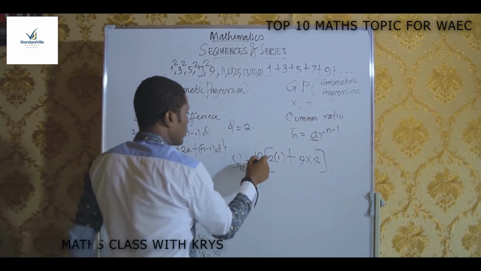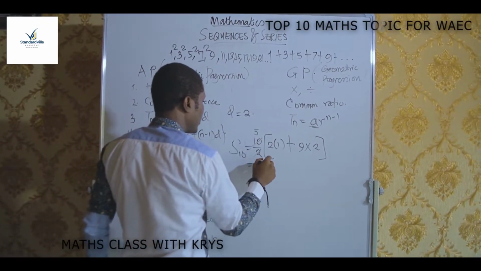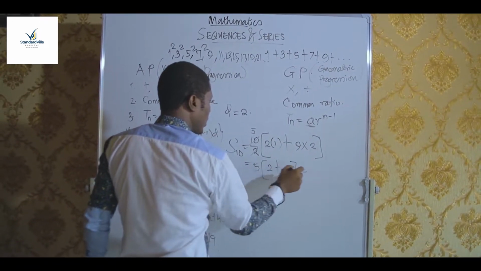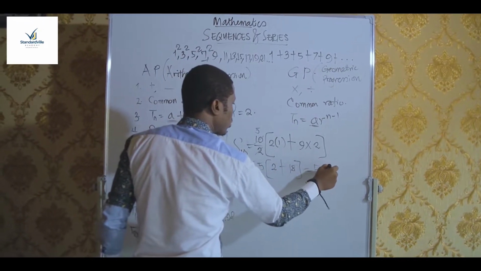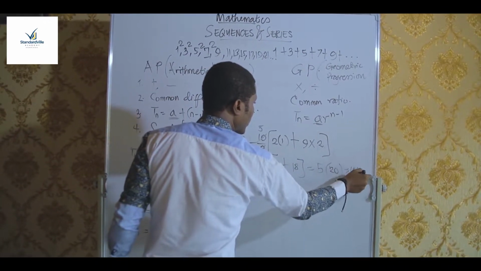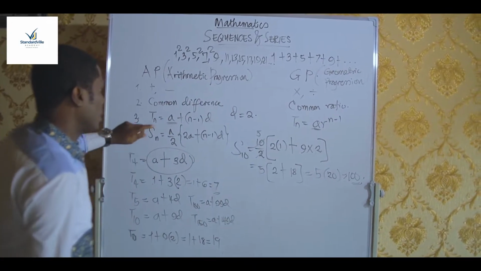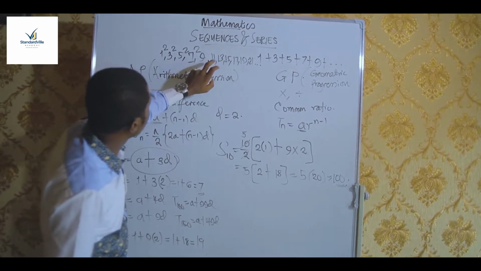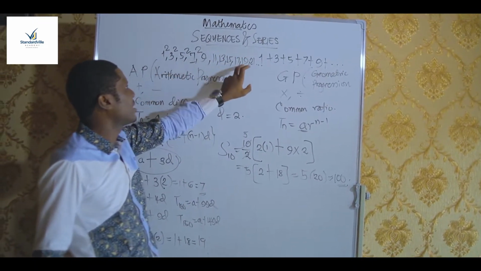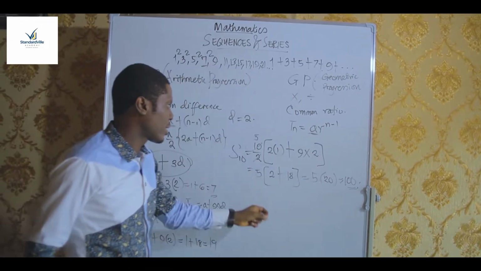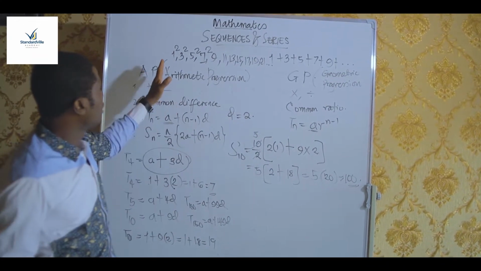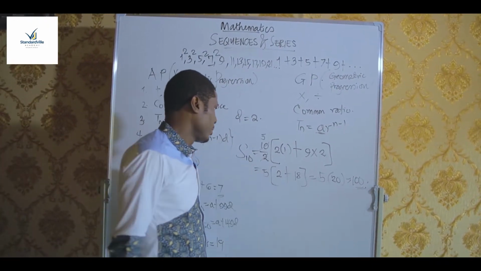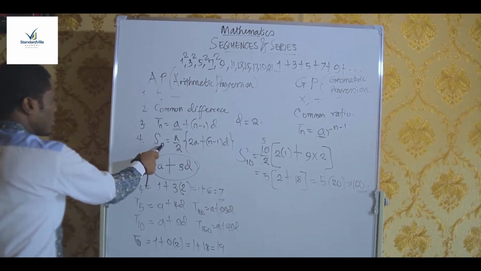So 10 divided by 2 is 5. 2 times 1 is 2. 9 times 2 is 18. 2 plus 18 is 20. 5 times 20 is 100. If you try adding with your calculator 1 plus 3 plus 5 plus 7 plus 9 plus 11 plus 13 plus 15 plus 17 plus 19, you will get 100. And that's what I've just done. The person who is going to add them one after the other is going to spend more time in the hall than the person who does it this way. So I recommend you learn how to solve using this.